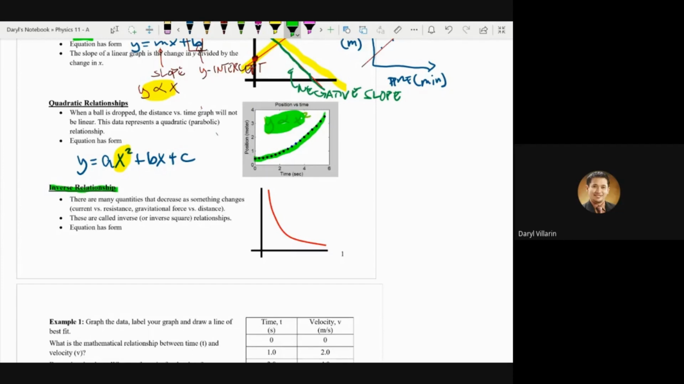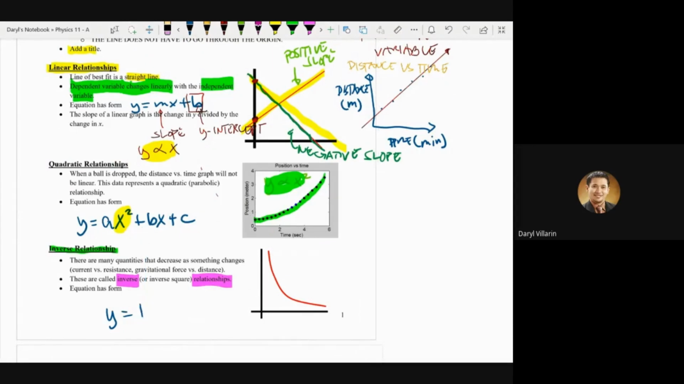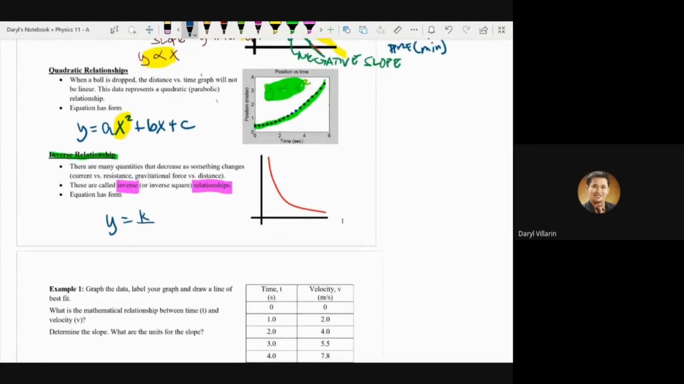As well as current versus resistance. That means that if you increase the resistance, current should decrease. So if you have that relation, we call that an inverse relationship. They exhibit inverse relationships. And the equation is given by just y is equal to k over x. So y is equal to k over x. Or again, if you say the relationship, y is proportional to 1 over x.